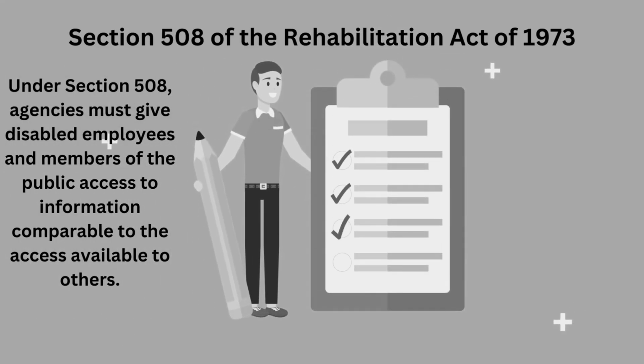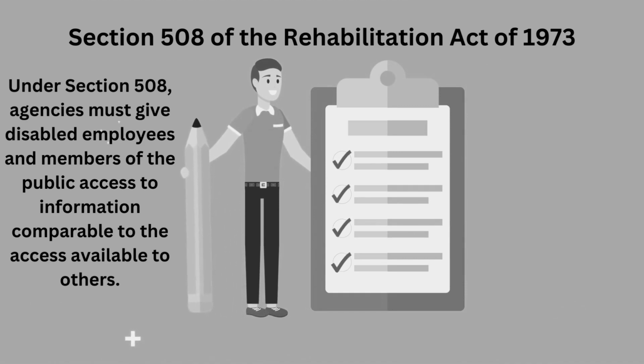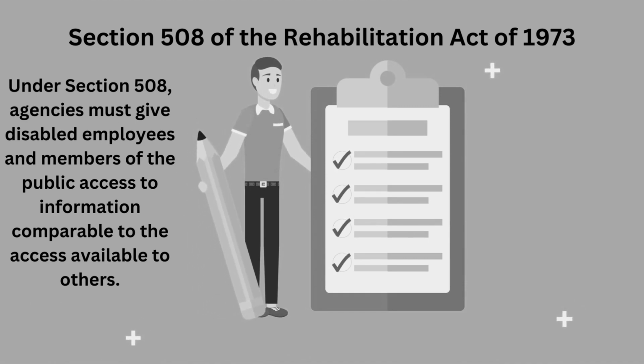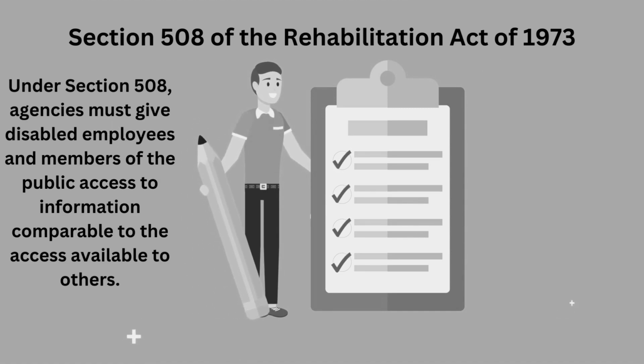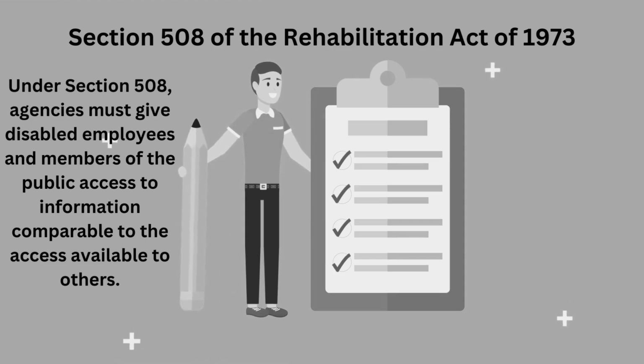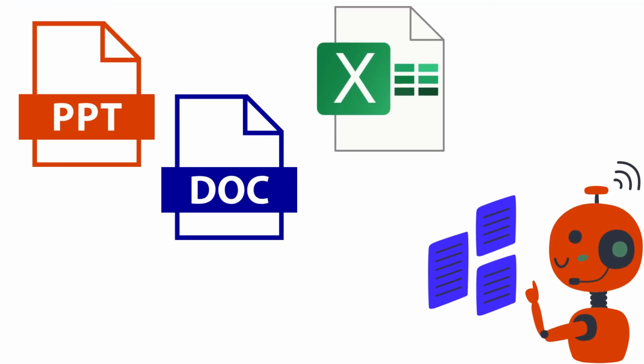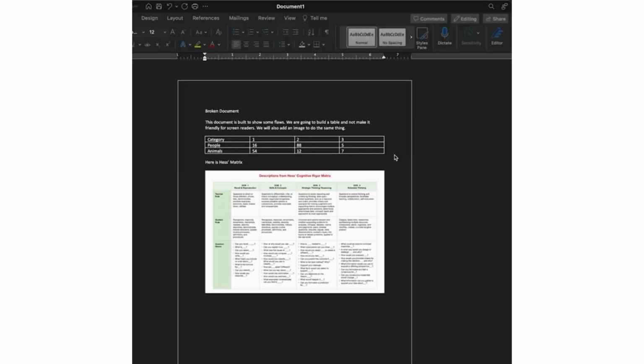So Section 508 of the Rehabilitation Act of 1973 basically ensures that disabled employees and members of the general public are given equal access to information that is given to others. So let's start with Microsoft Office products and ensuring that they are accessible. And again, what is accessibility? It means that the general public should be able to consume information at the same rate and the same capacity that someone with a disability can do. And so we're going to start with Microsoft Office.